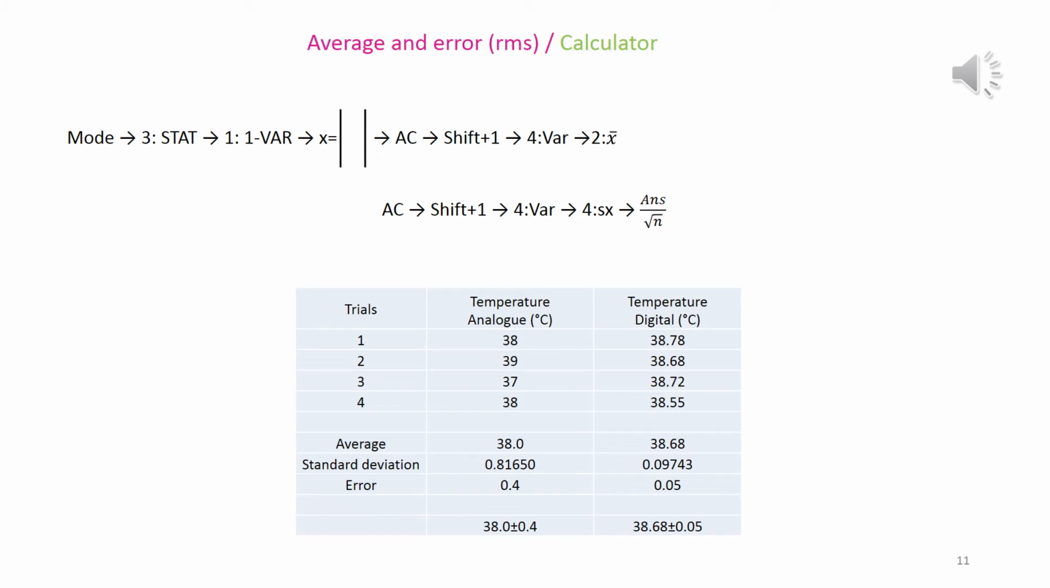Remember that the error has one significant figure. So if the error has many digits after the dot, please round it up or down, it depends. And then limit your average to the decimal of the error to have the same decimal precision of the error. For example, for the analog you have one decimal place after the dot, so you put 38.0, whereas for the digital device you have 2 decimal places, so you have to stop at 38.68.